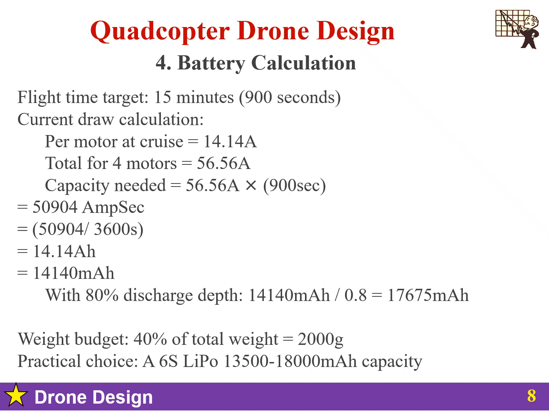This flexibility is intentional. Professional applications require mission-specific optimization. Photography missions might prioritize longer flight time, cargo delivery prioritizes payload capacity. Now we move on to the C rating considerations. So at 56.56 amperes, that is continuously drawn, a 15,000 mAh battery requires a C rating of 56.56 amperes divided by 15 Ah, that is equal to 3.77 C continuous.